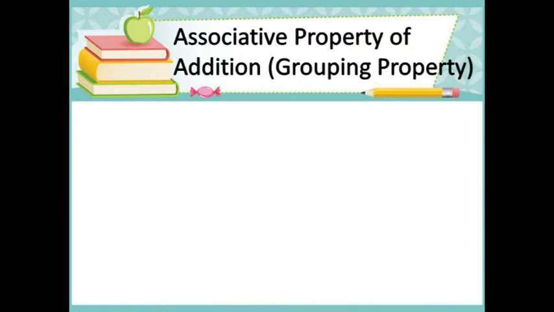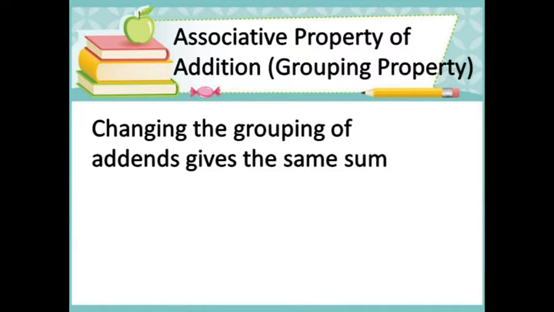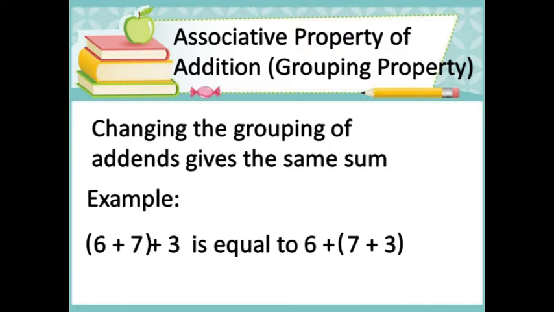So next is the associative property of addition, also known as the grouping property. The associative property of addition is changing the grouping of addends gives the same sum. So you have to change the grouping of the addends. Even if you change the grouping of the addends, the sum is still the same. Example, we have here 6 plus 7 plus 3 is equal to 6 plus 7 plus 3. As you can see, it looks the same, but the difference in the two is the grouping. In the first, we have 6 plus 7. In the second, we have 7 and 3. As you can see, there is an open and closed parenthesis.